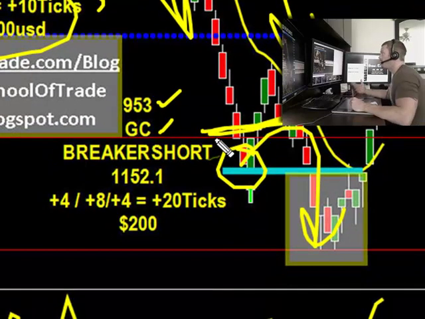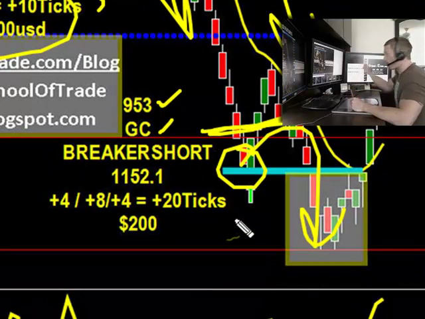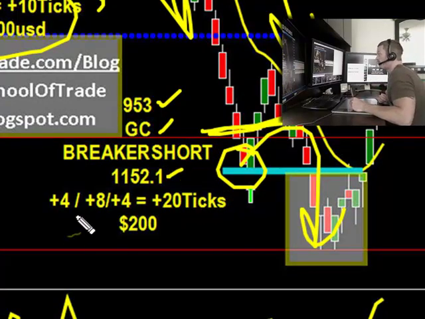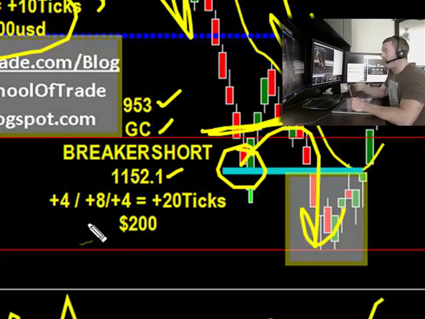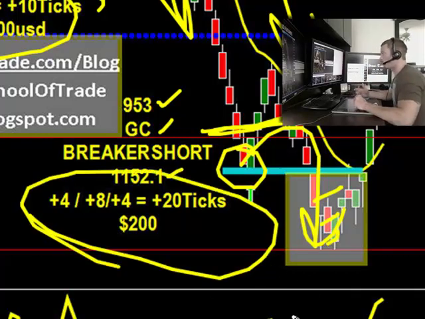So 9:40, 13 minutes later, we're looking in the opposite direction now. Short-term trend reverses. 52.1 is our fill. Now this time we didn't get a little guy here. We got a nice big trade of this one. +4, +8, and then trailed that stop to lock in +4 more ticks. That's 20 ticks or 200 USD.